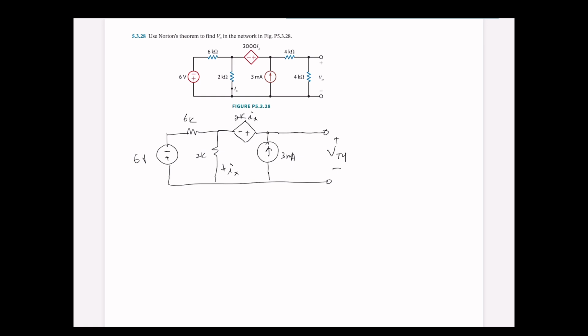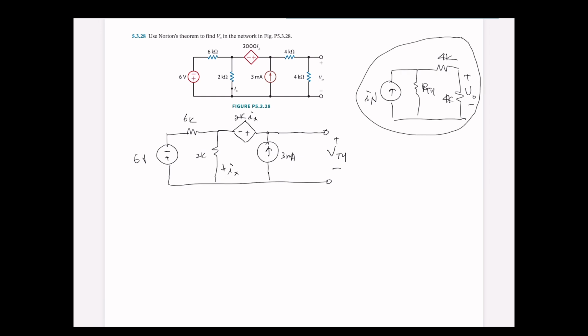So this way, later when we find the Norton I sub N, we're going to have a parallel RTH, and then we can put both components together to calculate V naught. So just don't forget we remove both of these 4 kilo ohm resistors.